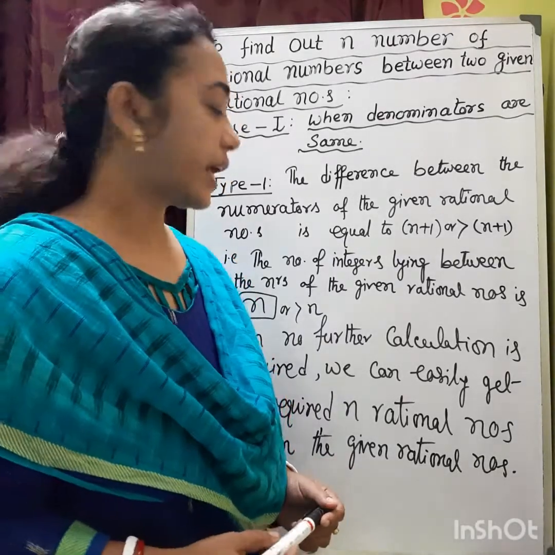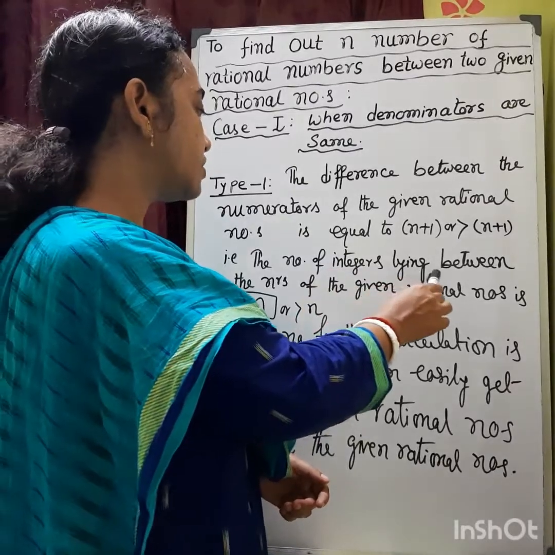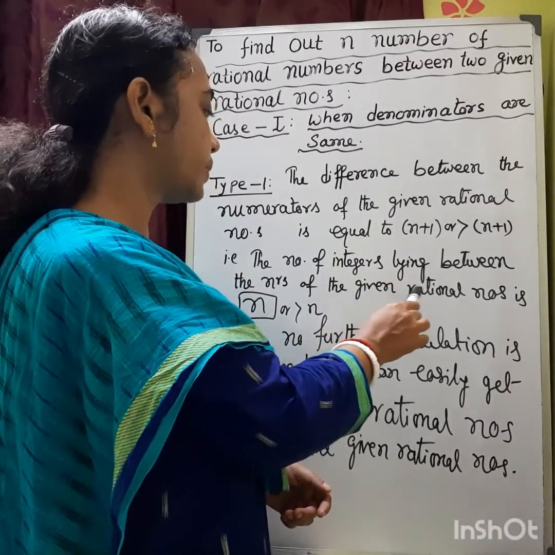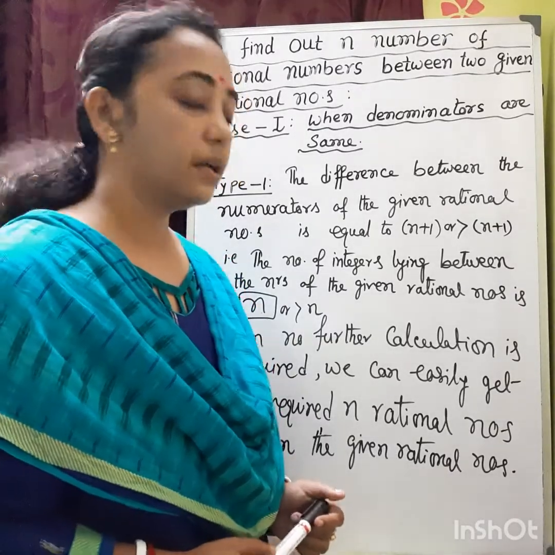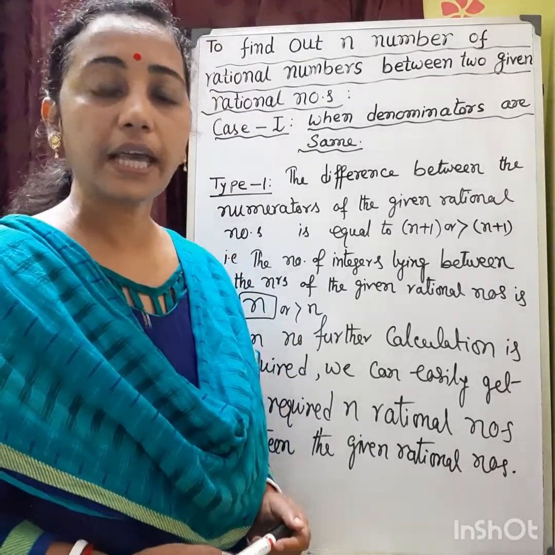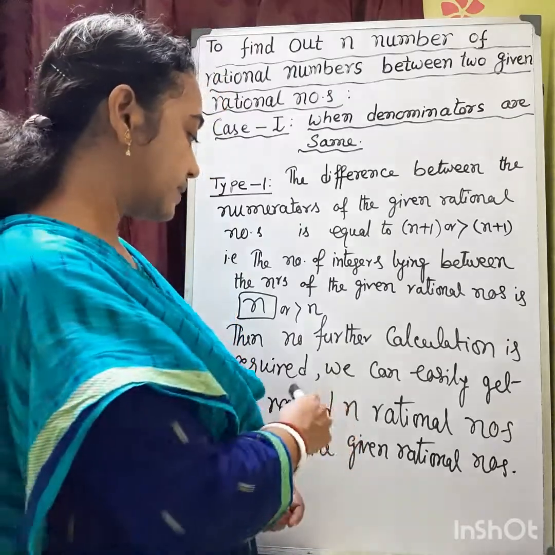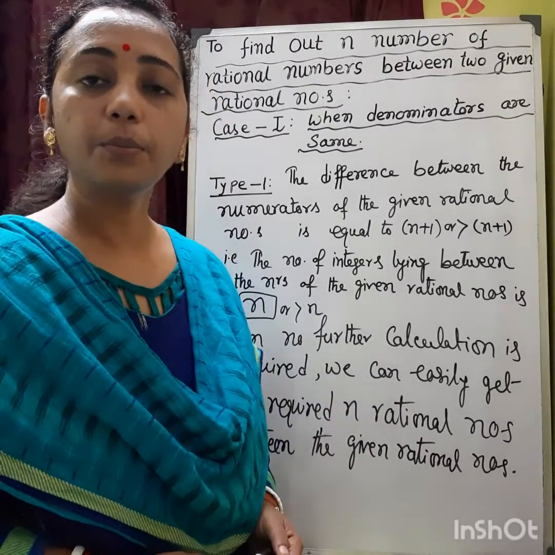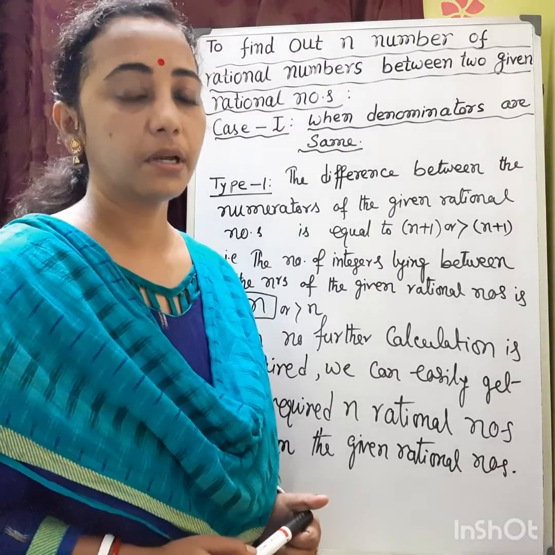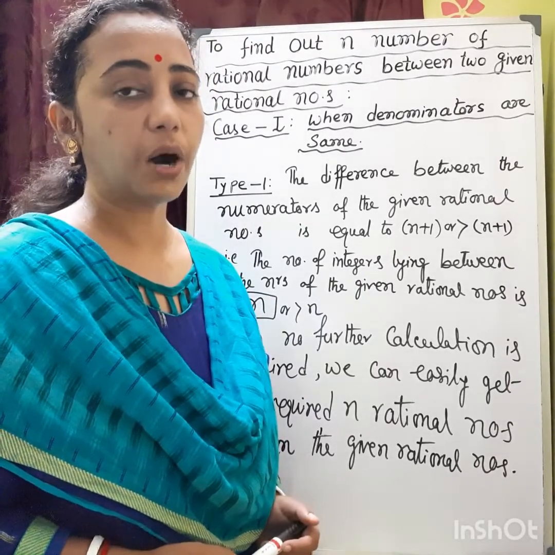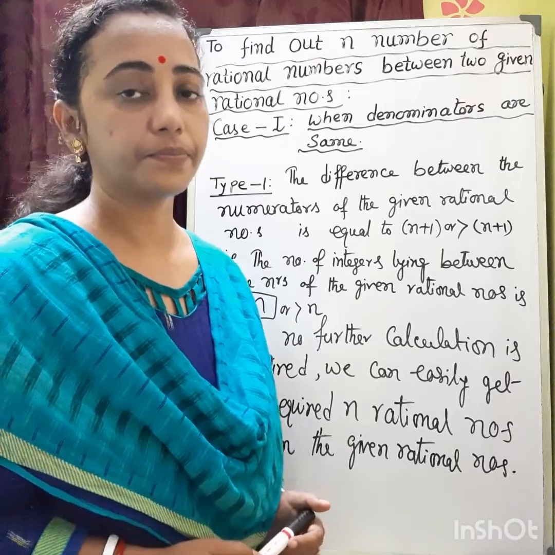Or in other words, the number of integers lying between the numerators of the given rational numbers is n or greater than n. In that case, no further calculation is required. We can easily get the required n rational numbers between the two given rational numbers. Let us see some examples to understand this type.